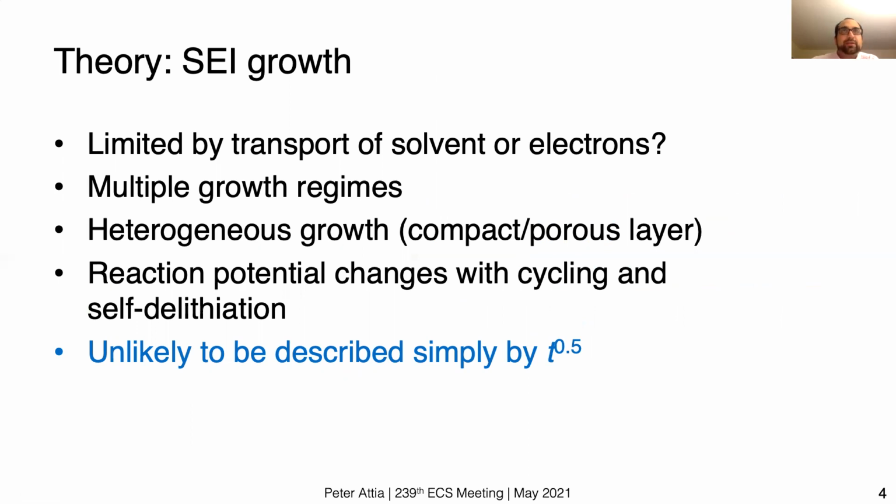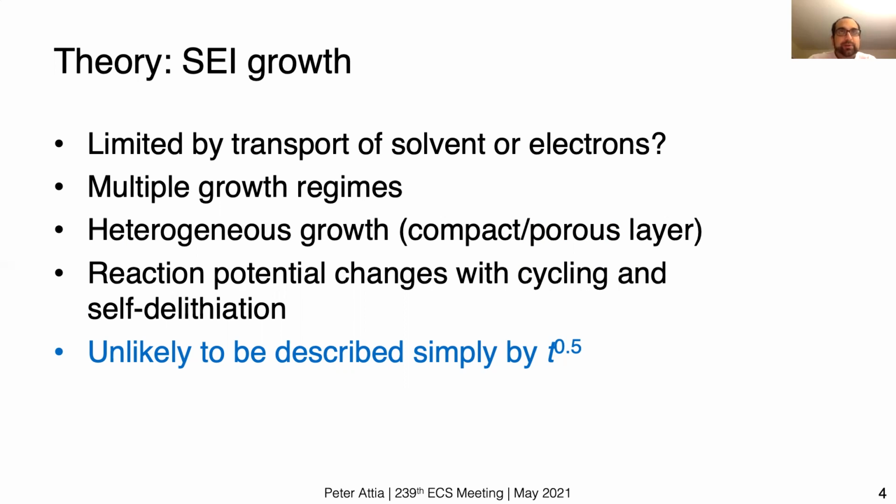But if we take a look at SEI growth, it can be quite different. So one still open question in the SEI community is, is growth limited by transport of solvent or electrons? So instead of oxygen diffusing through the silicon dioxide layer, is it solvent or electrons? And this has a pretty big impact on the growth law and the growth scaling for the SEI layer, because of course electrons are charged and solvent is not necessarily. And if we are looking at the transport of charged species, we also have to account for migration, which complicates the picture quite a bit.